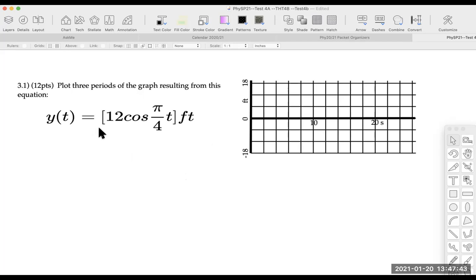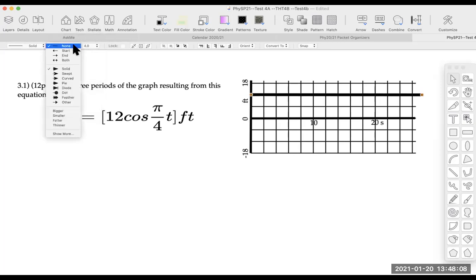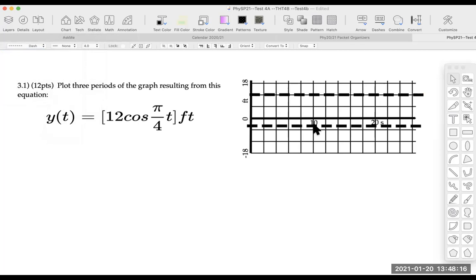So anyway, see your amplitude is 12, right? So you can do what's called an envelope. I'll put the envelope in there. I can draw that at least. An envelope is a dashed line. Okay, I'll thicken that up, and make it dashed. Let me duplicate that on either side. So this shows you your boundaries.